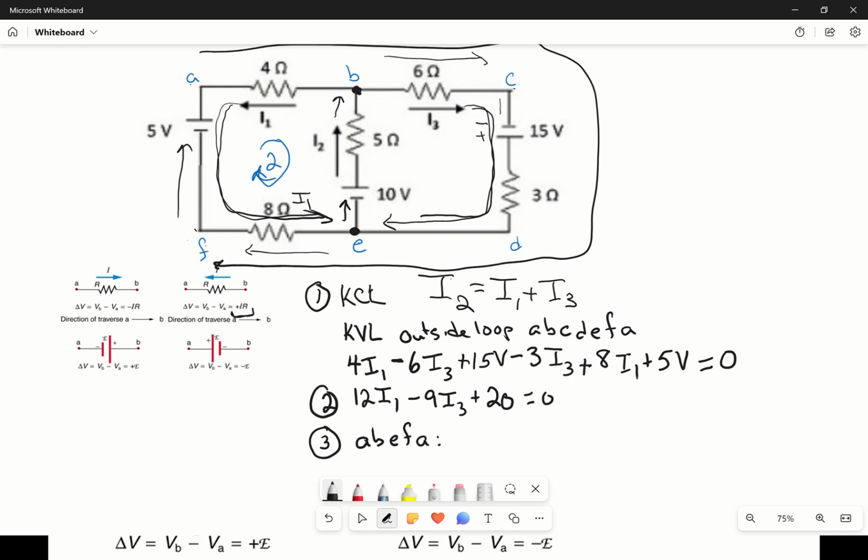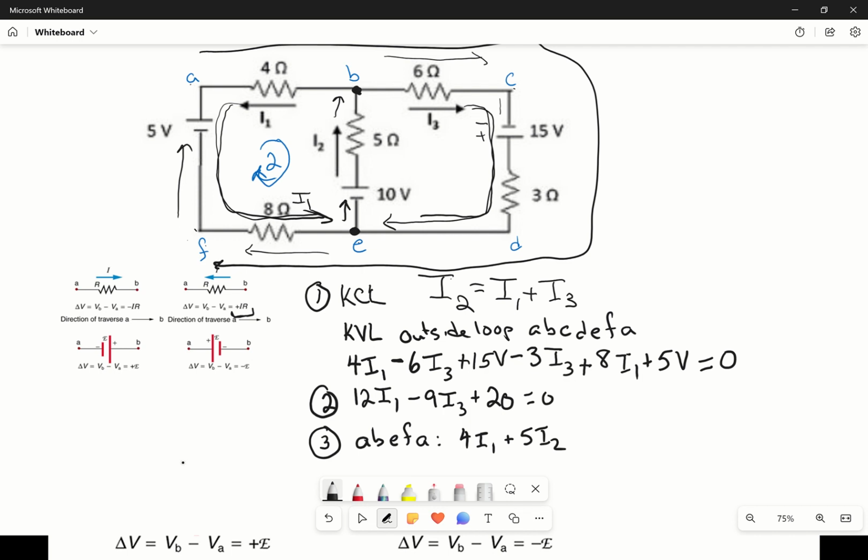Okay, so if I go around that loop from A to B, well, we already did that in the first loop. We're going through that 4 ohm resistor in the opposite direction to I1. So that's a plus 4 I1. Then I'm going to go from B to E. If I go from B to E, I'm going through the 5 ohm resistor in the opposite direction to I2. So I'm going to have plus 5 I2.